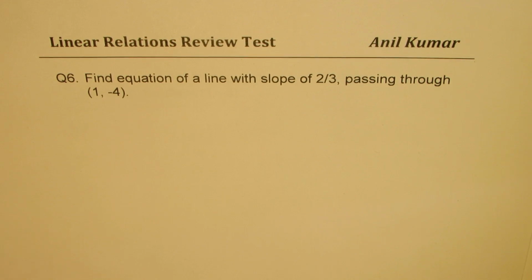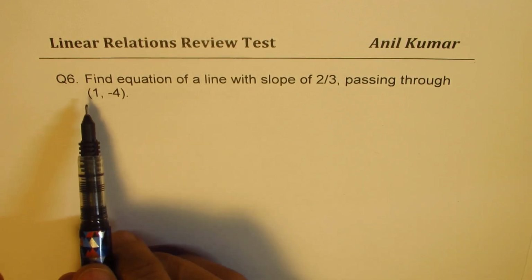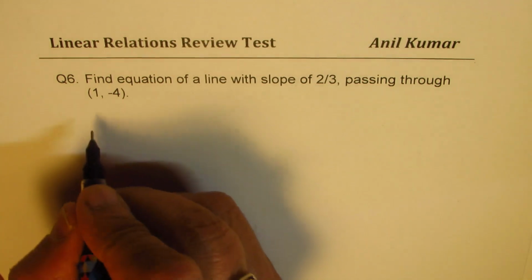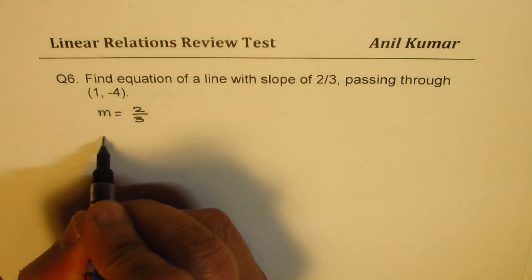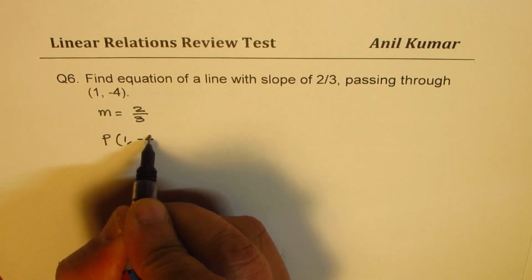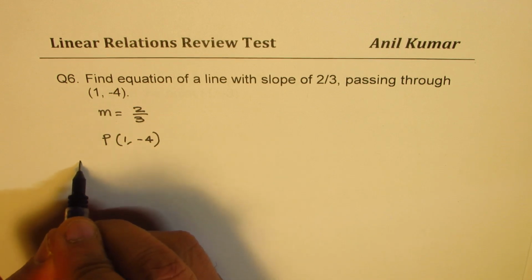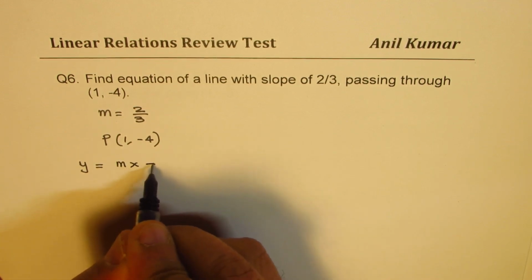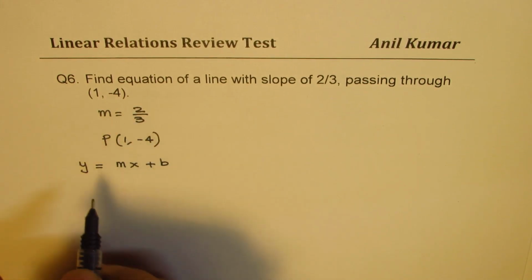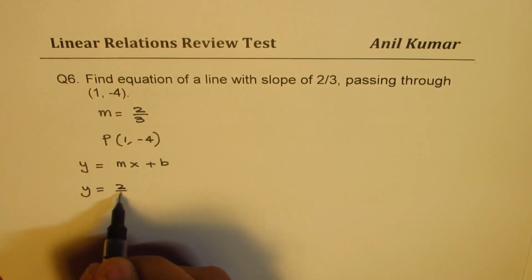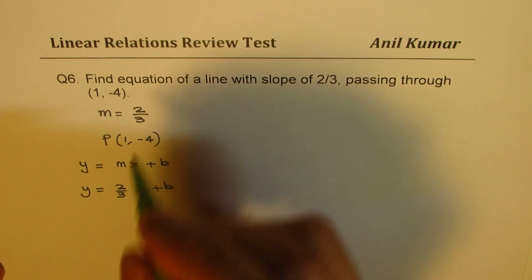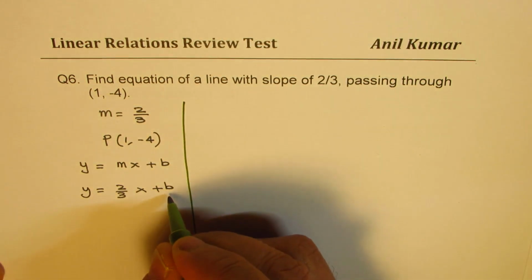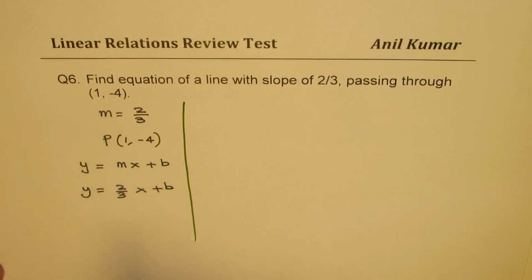Question number 6. Short answer question, knowledge based. Find the equation of a line with a slope of 2/3. So we know m is 2/3, passing through the point given to us, which is (1, -4). Correct? So we can begin with writing the equation as y equals mx plus b. Since we are given the slope, we can write this as y equals 2/3 x plus b. How will you find b? To find the y-intercept b, we should use the point given to us.